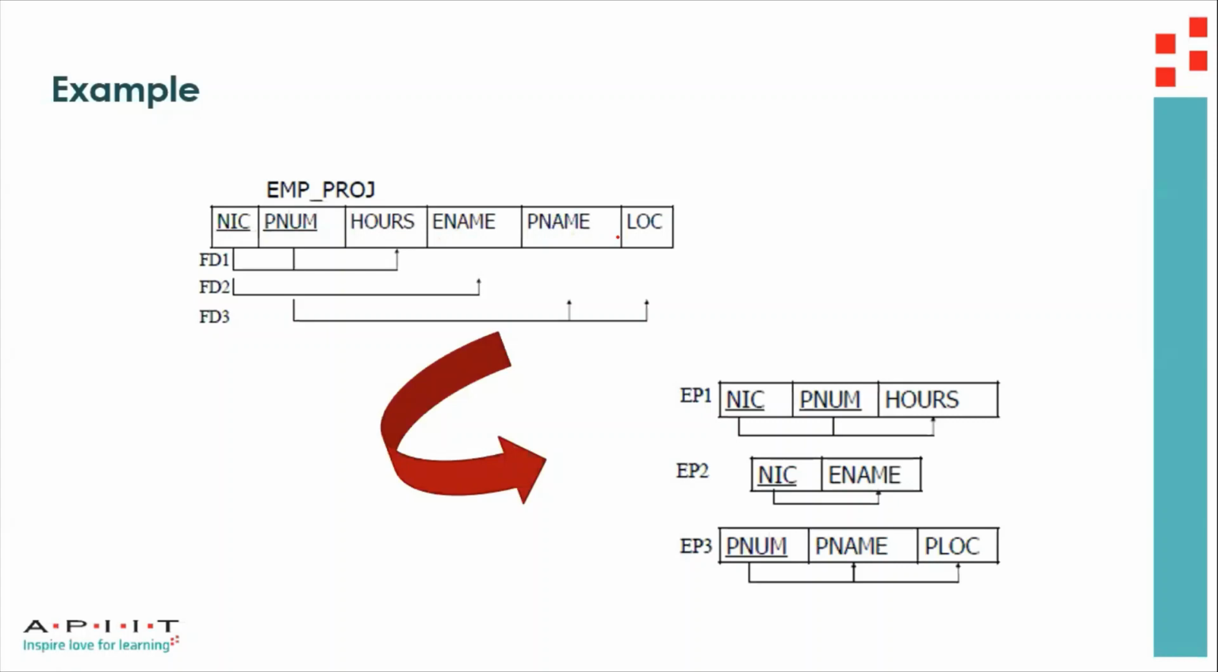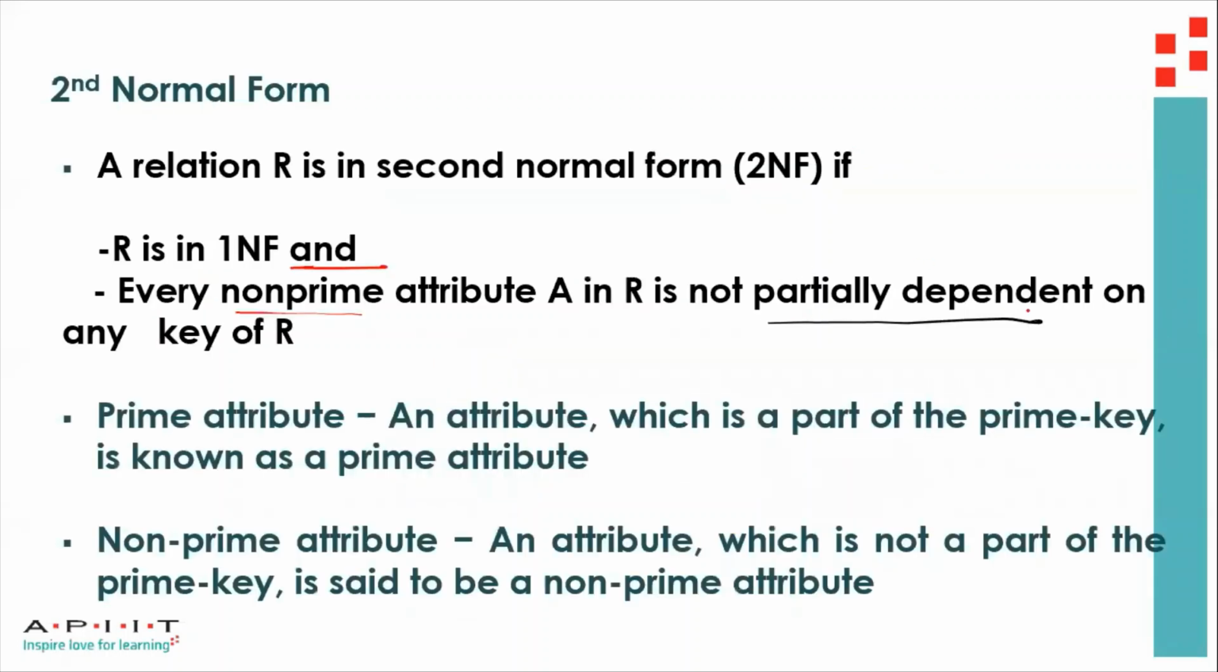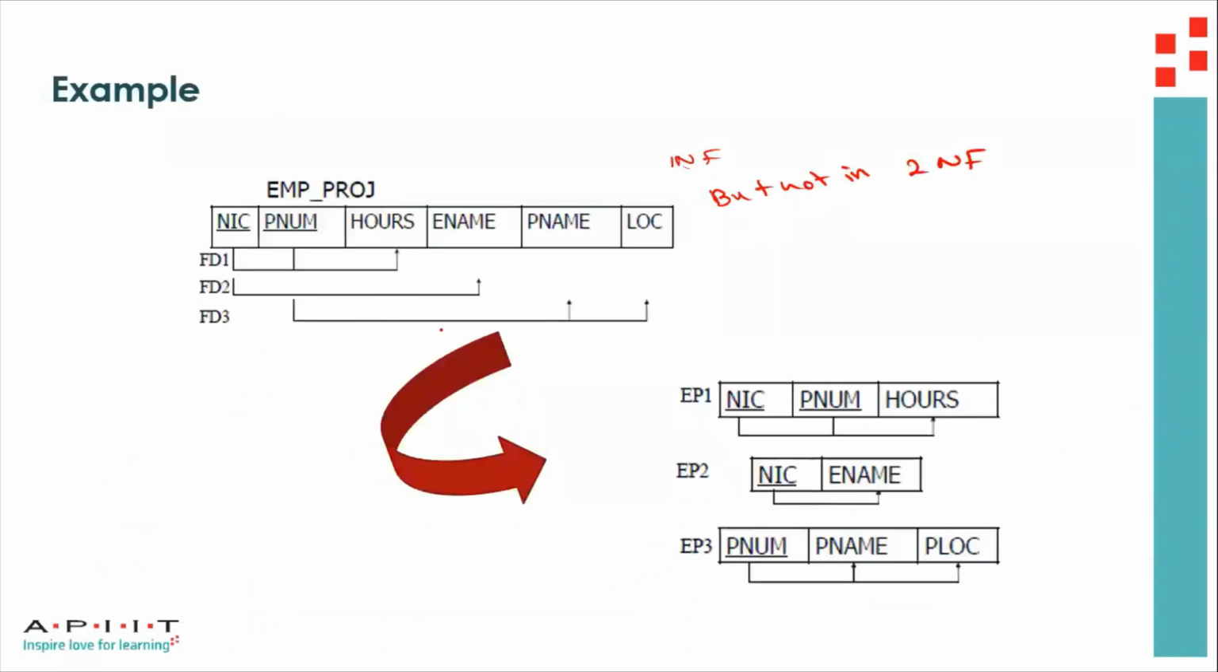And look at this project name and the project location. These two are not depending on the employee, right? These two are depending on the project number, right? So here this is in what? Maybe this is in 1NF, but not in second normal form. Why? We have partial dependencies. See, it says we have partial dependencies, right? So non-prime attributes are having dependencies. What type of dependencies? Partial dependencies, right?